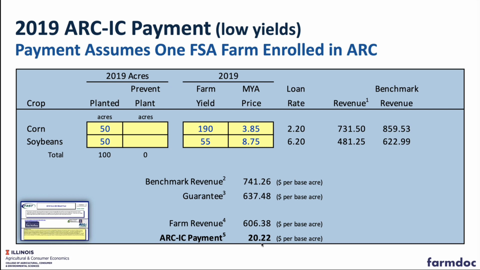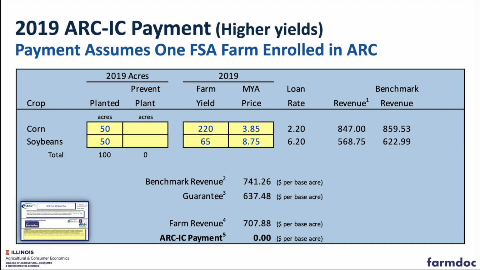Again, if you go back to 2013 through 2017, those were really good yielding years. 230, sort of the average for corn in much of northern and central Illinois. If you get close to triggering a crop insurance payment here, you will probably also be triggering an ARC IC payment. Okay, that's one FSA farm.